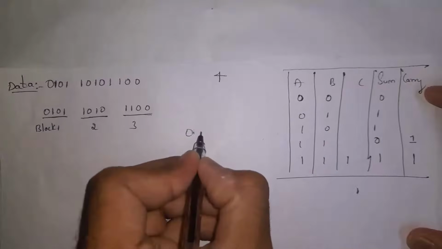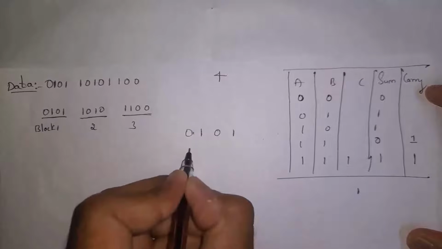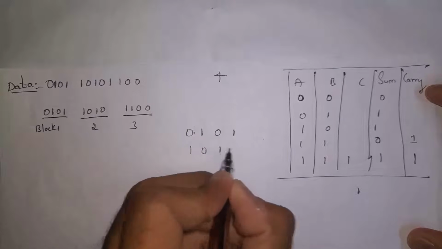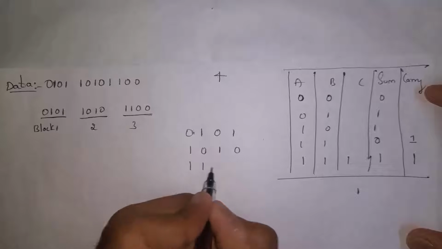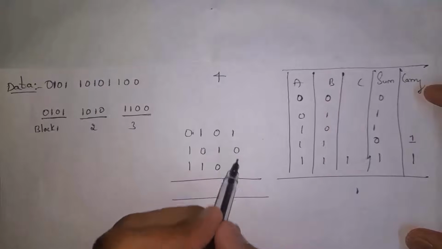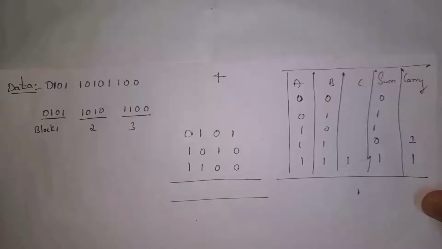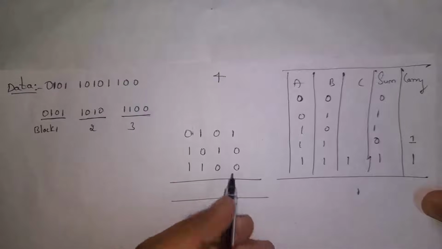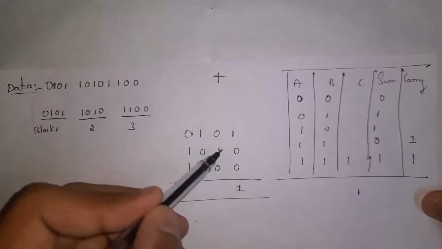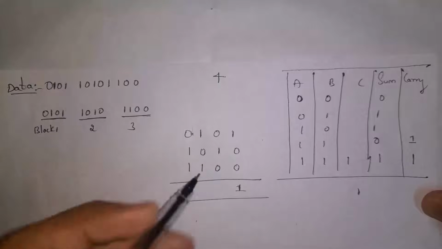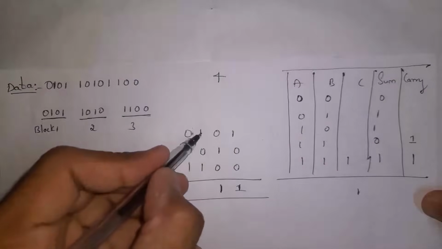So the first block contains 0, 1, 0, 1, the second block contains 1, 0, 1, 0, and the third block contains 1, 1, 0, 0. 1 plus 0 plus 0, as there is only a single 1, is 1. And similarly here, as there is only a single 1, 0 plus 1 plus 1 is 1. And similarly here, 1 plus 0 plus 1.